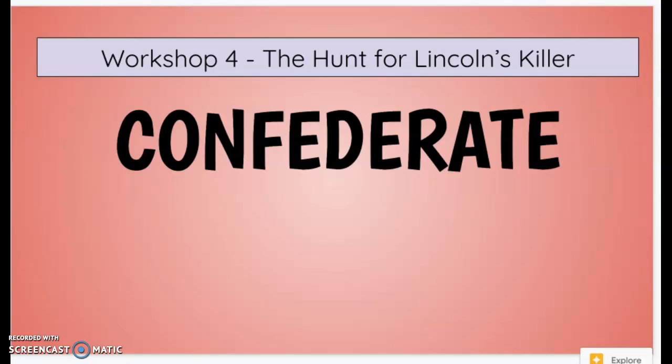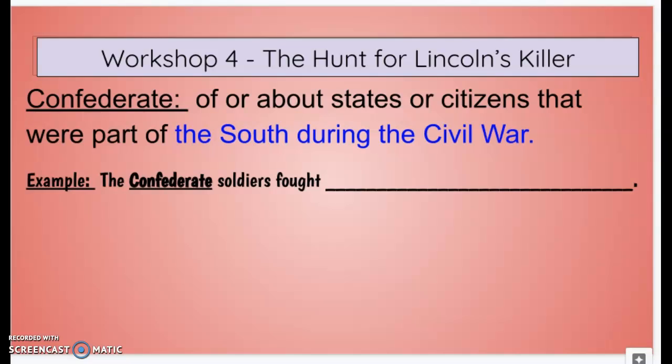Your next word is Confederate. And the definition of Confederate is of or about states or citizens that were part of the South during the Civil War. And the sentence you will finish is, the Confederate soldiers fought blank.